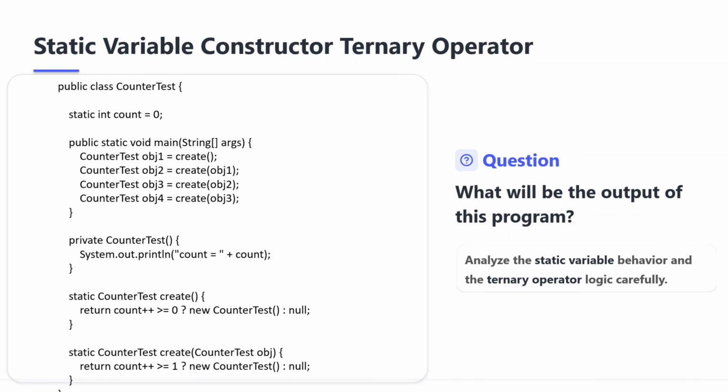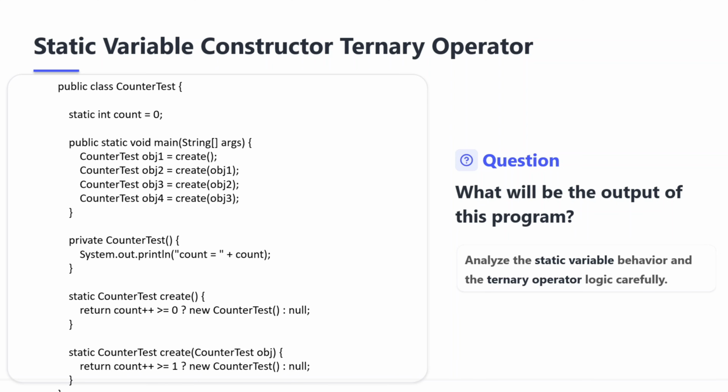Now let's try to understand the code step by step. First we have one static variable, count, initialized as 0. Since it is a static variable, the value of count is shared across all the objects. Now look at the constructor. Whenever an object is created, the constructor will print the current value of count. Now comes the most important part, the count++ inside the ternary operator.